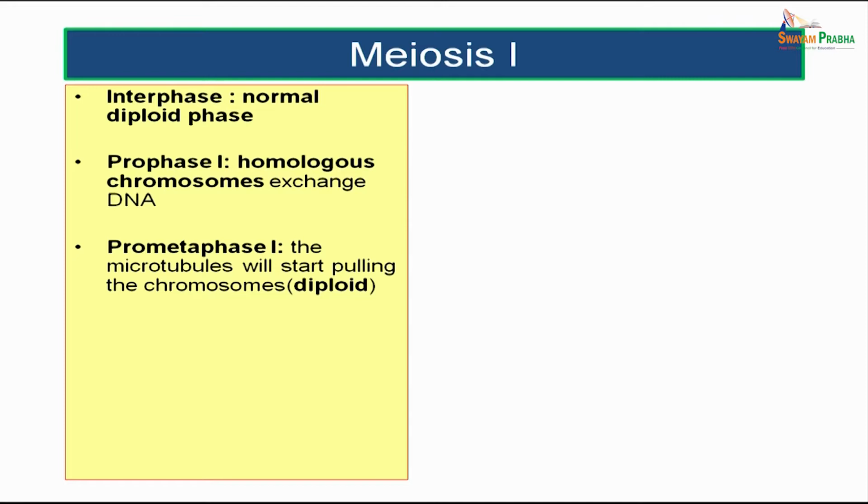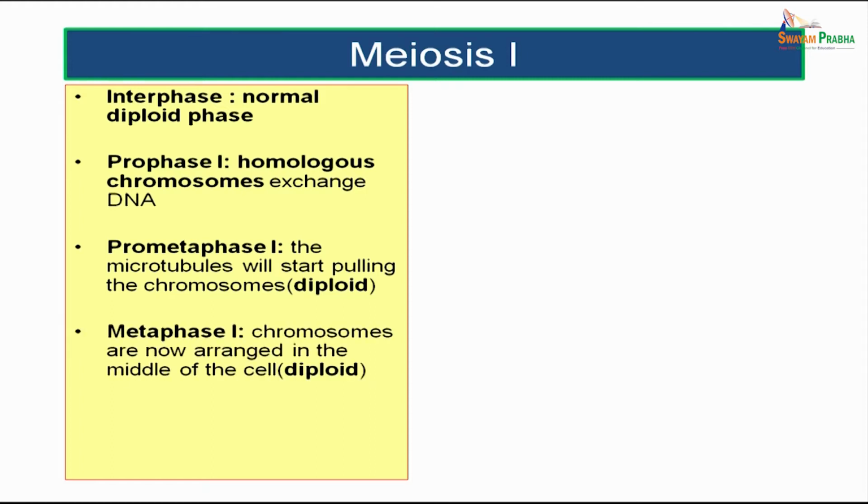There is another phase known as prometaphase. Prometaphase means before the metaphase. In this phase, the microtubules will start pulling the chromosomes to either ends of the cell. Still, the chromosome number will be diploid. And in metaphase 1, the chromosomes are now ready to be pulled and will be arranged in the middle of the cell, and still again you have the same diploid number of chromosomes.